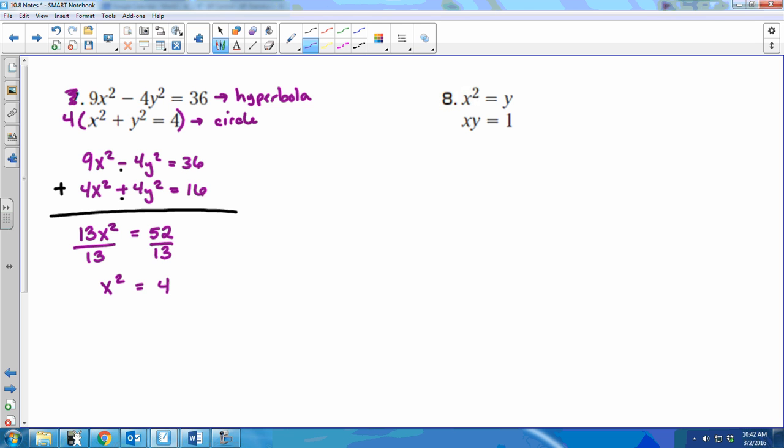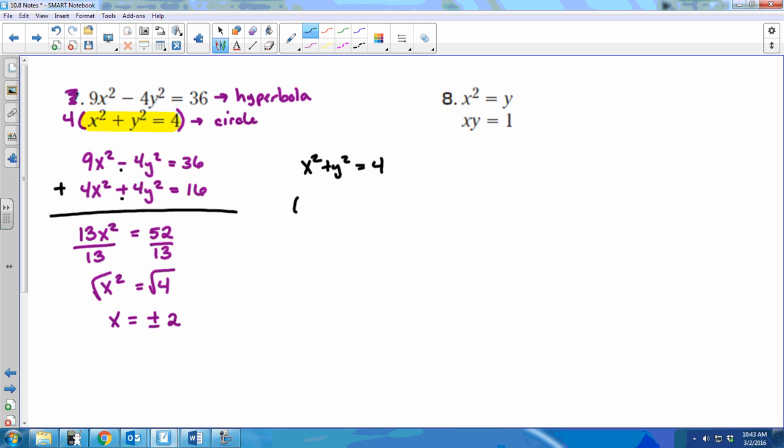Then how do I solve for x? Take the square root. Again, remember you have positive and negative 2. So I just need to pick one of the equations. I would pick one of the original equations, probably x squared plus y squared equals 4. I need to solve for y.